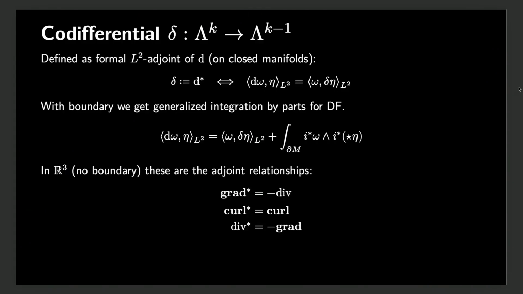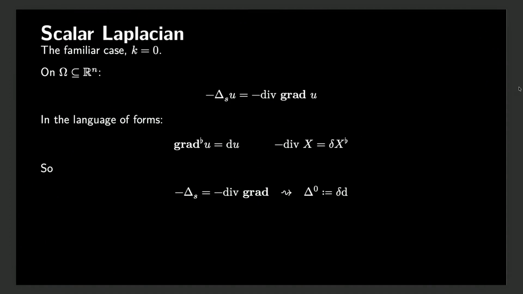And yeah, in R3, for instance, we can look at these adjoint relations. So on the left, we have basically representatives of the exterior derivative. On the right, co-differentials. And so the gradient and divergence are adjoints of each other up to sign, and the curl is self-adjoint. Then we can look at the scalar Laplacian. So the scalar Laplacian is basically just minus divergence applied to the gradient of u. The gradient here is the exterior derivative, and the minus divergence is the co-differential. So the scalar Laplacian really is just a composition of first exterior derivative and then co-differential.